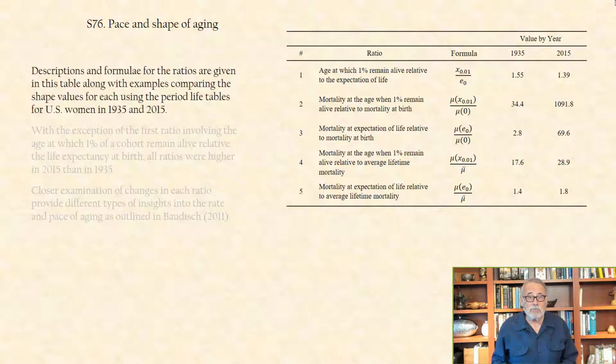Descriptions and formula for the ratios are given in this table, along with examples comparing the shape values for each, using the period life table for U.S. women in 1935 and 2015.